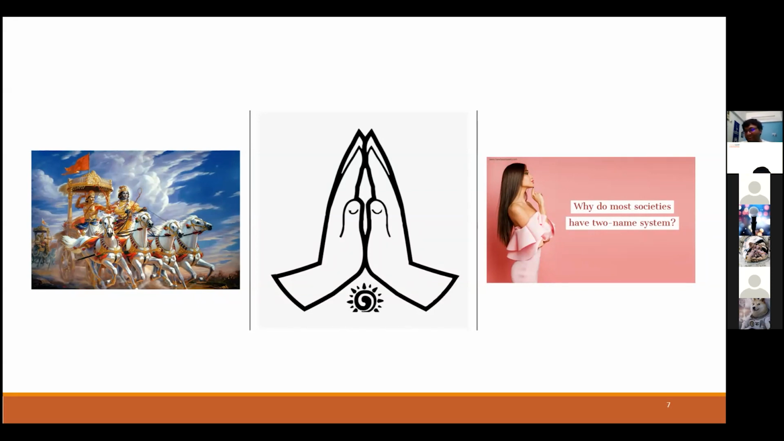Now the third part. Ever wonder why you have a two-name system? Like why do you have a name and a surname? Actually, again, the name and surname system is very common to the Indo-European language speakers. If you go in the south, you find that the name and surname system changes a bit, where the name of the father has an important status.